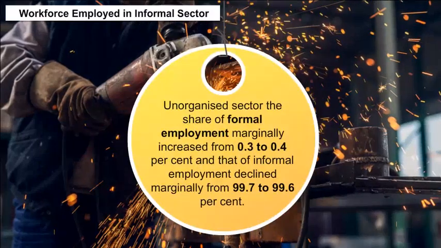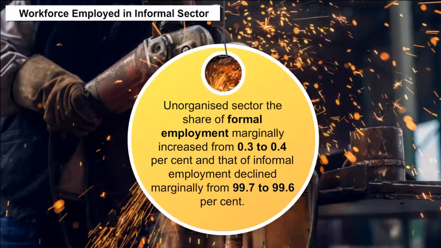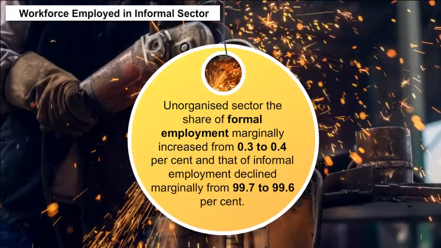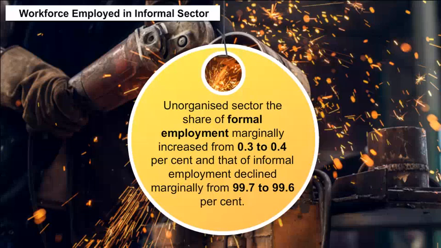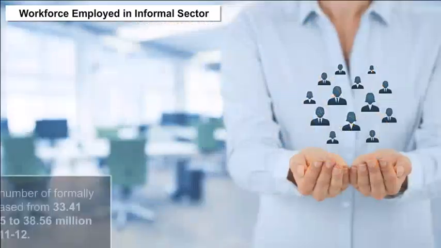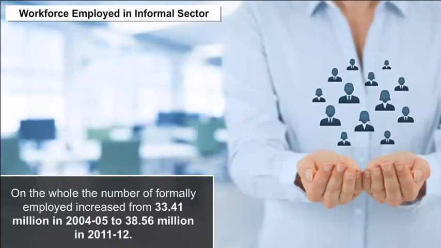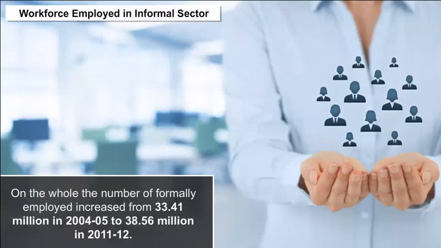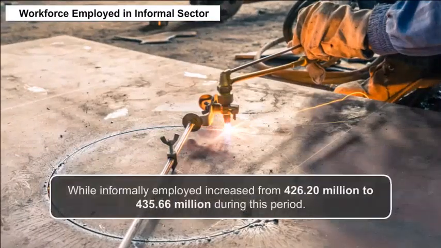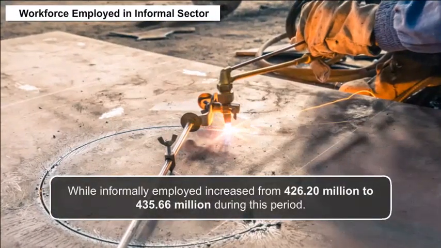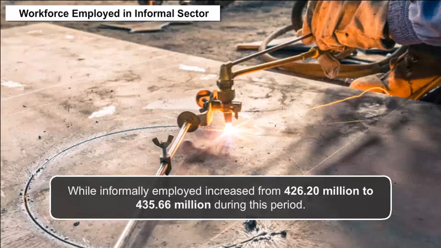But in the unorganized sector, the share of formal employment marginally increased from 0.3 to 0.4%, and that of informal employment declined marginally from 99.7 to 99.6%. On the whole, the number of formally employed increased from 33.41 million in 2004-2005 to 38.56 million in 2011-2012, while the informally employed increased from 426.20 million to 435.66 million during this period.